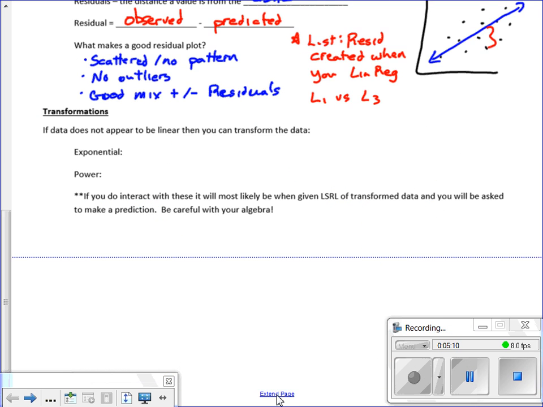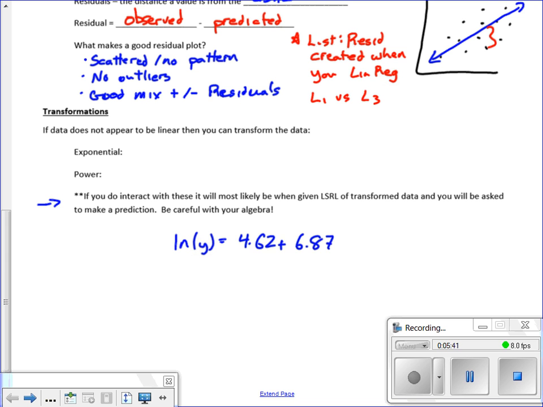The final thing that we looked at with all of the linear regression information was that you can sometimes run across a data set where you don't have a good residual plot, or if you look at the original, all of a sudden it might not look linear, so we can transform the data. Chances are, if you interact with something like this, you'll be given the natural log of y. You'll be given the line of best fit, so maybe that's 4.62 plus 6.87x, where they've already done the transformation, and you're just going to be asked to make a prediction.